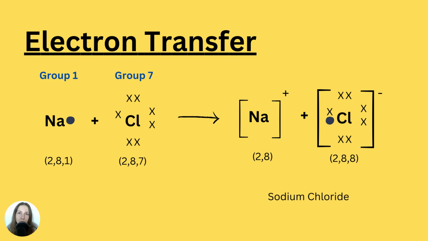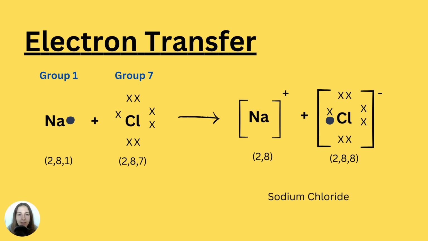So we have a group 1 atom here, which is sodium, an alkali metal. We also have a halogen, a group 7 atom, and you can see that that's chlorine. Now what I've done here is I've written out the electron configuration for both of these atoms, and you can see that they are unstable at the moment. Sodium has 1 electron in its outer shell, a valence electron that it can donate. Chlorine has 7 valence electrons in its outer shell.